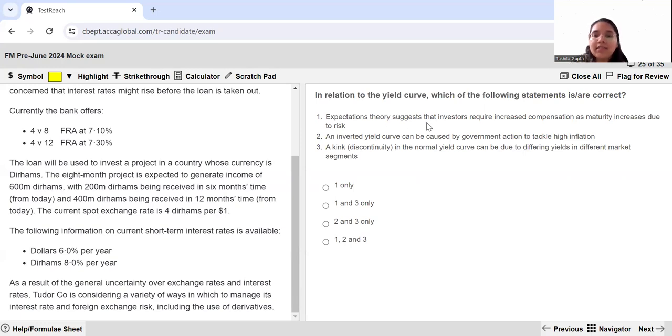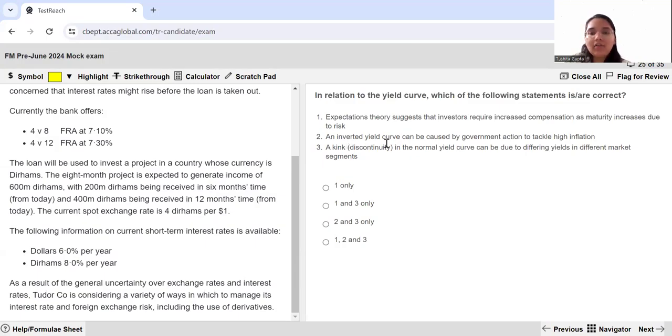Expectations theory suggests that investors require increased compensation as maturity increases due to risk. Now, this statement is not correct because it is not the expectations theory, but the liquidity preference theory. Liquidity preference theory says that yields should rise with maturity because investors require more return for the risk of money being tied up for a longer time, because they prefer to have liquidity. Since you're taking money from them for a longer period of time, they want more return. So this is not the expectations theory but the liquidity preference theory, hence the statement is incorrect.